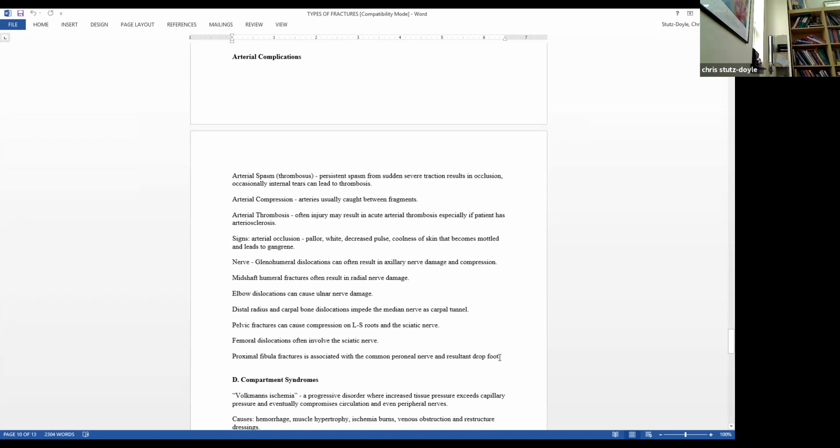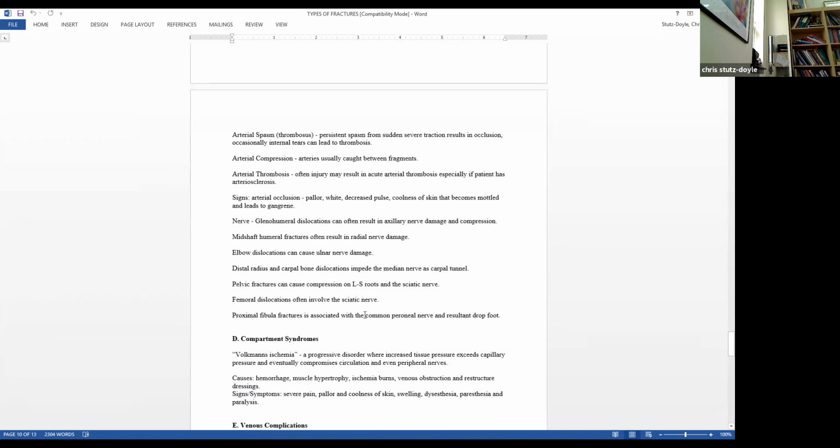So what part of the gait cycle is that important in? Several parts, right? The initial contact and loading response, where the foot has to be lowered to the floor, as well as the swing phase of gait.